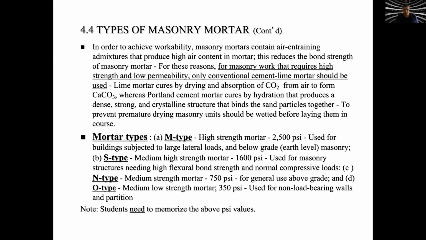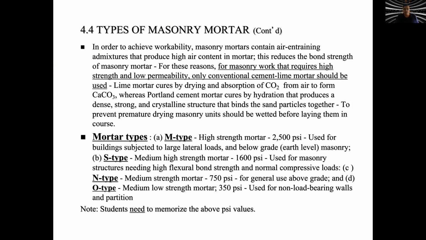Mortars have several types. It can be M mortar or M type, that is the one with high strength. It's about 2,500 psi, pounds per square inch. It is used for buildings that have a lot of lateral loads and in areas where the building is below grade, below the earth level, because the pressure of the surrounding dirt walls around the building will be strong, and the mortar needs to be special.